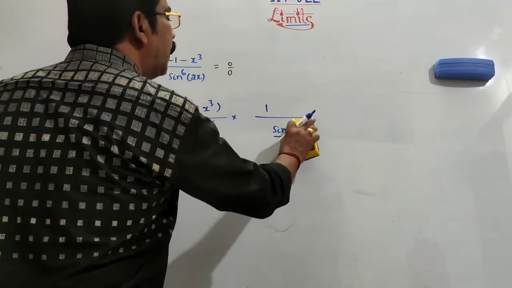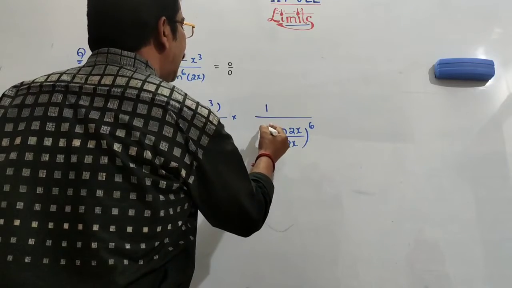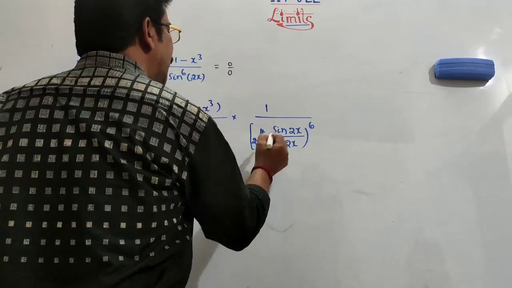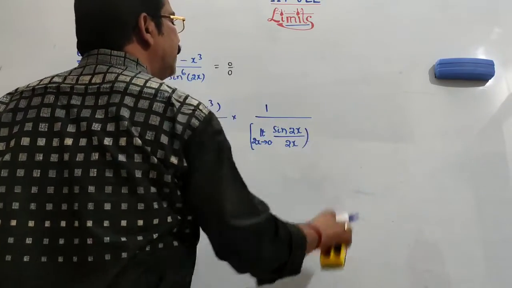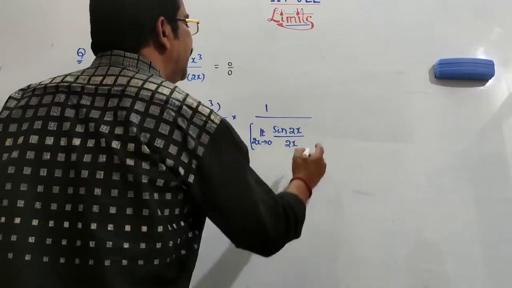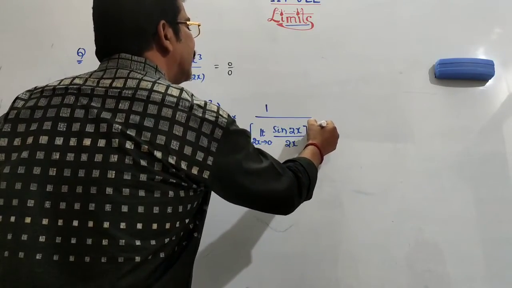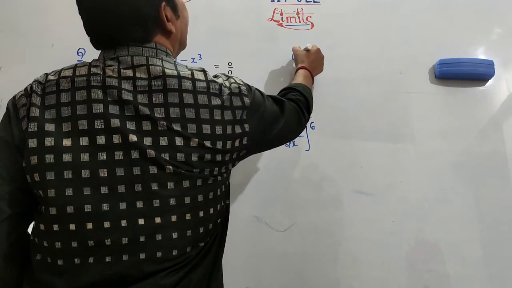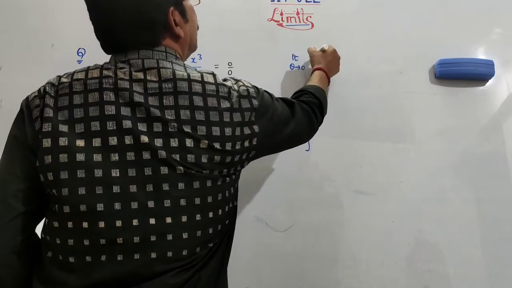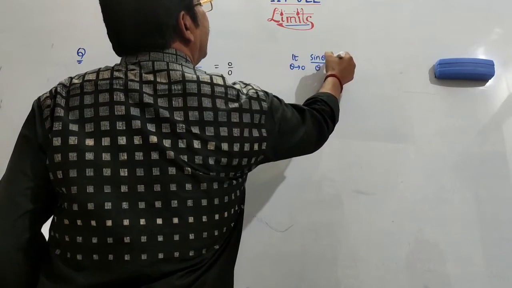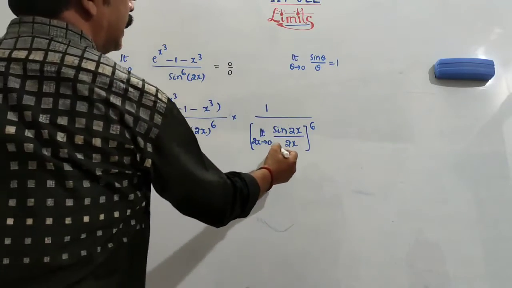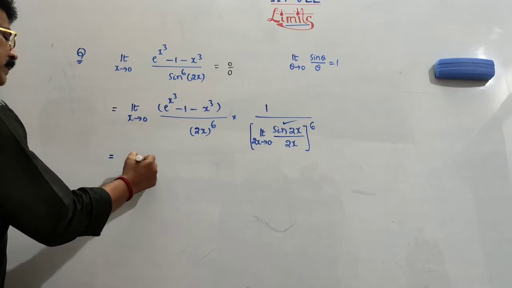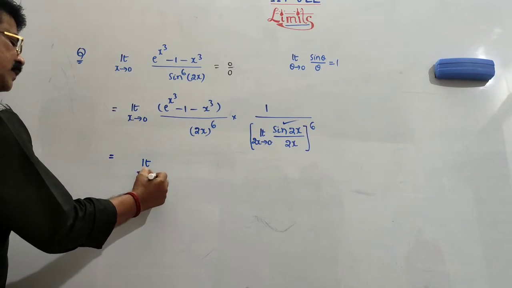As x tends to 0, 2x also tends to 0, because x tends to 0 and 2x tends to 0 carry the same meaning. That's why we can write it as 2x tends to 0. Of course, the standard formula is limit theta tends to 0 of sin theta divided by theta equals 1. So clearly this value is equal to 1.